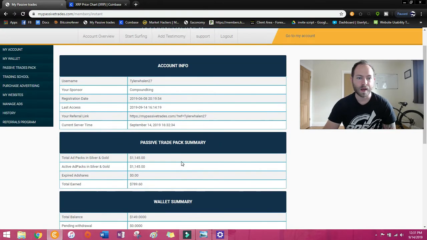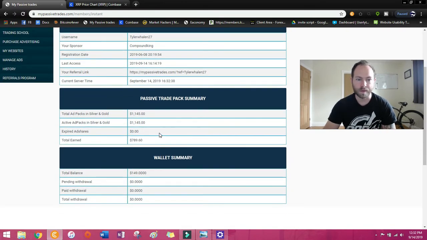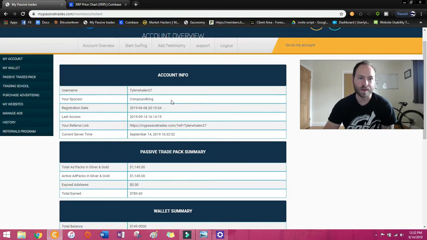As you can see, I started just a few months ago and I put in $500 in the beginning and I now have over $1,000 earning me around 1% a day. And here's my total balance at the bottom. I'm going to actually execute my first withdrawal today so that you can see that it's actually real and it's really quick and everything, and that you actually can withdraw from this.